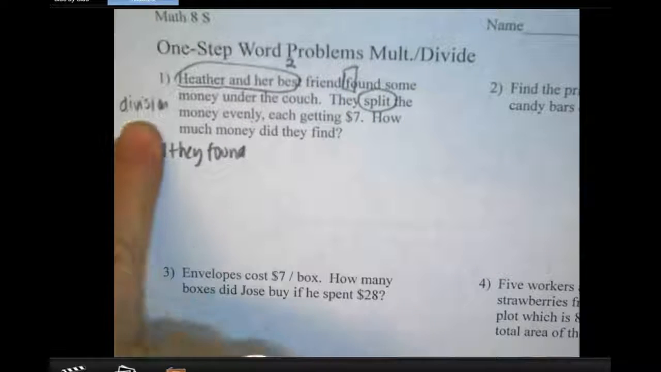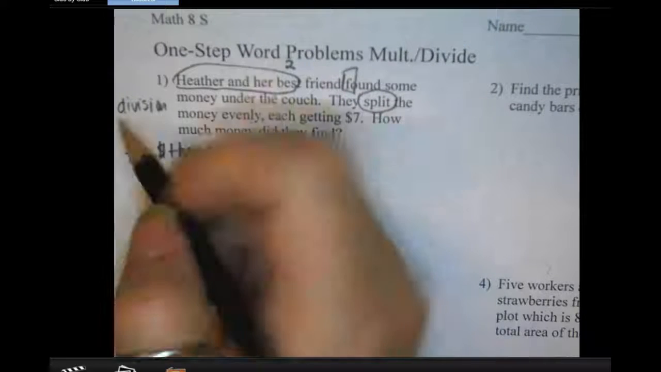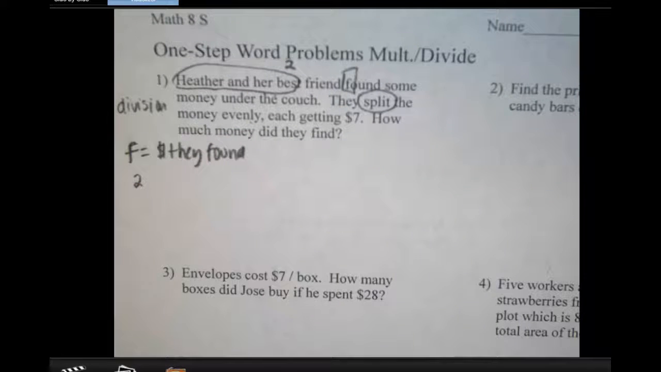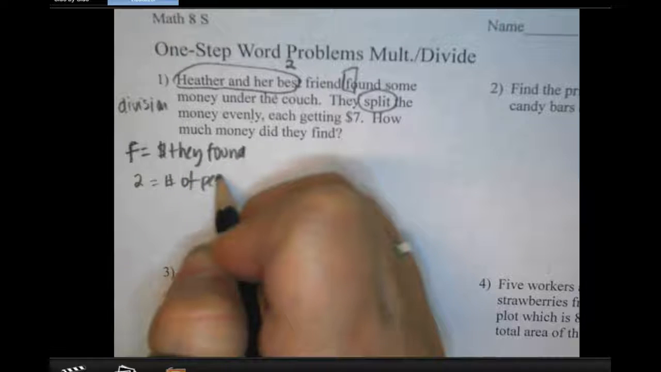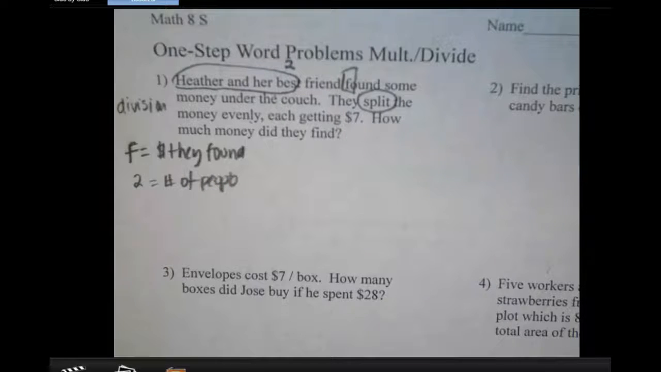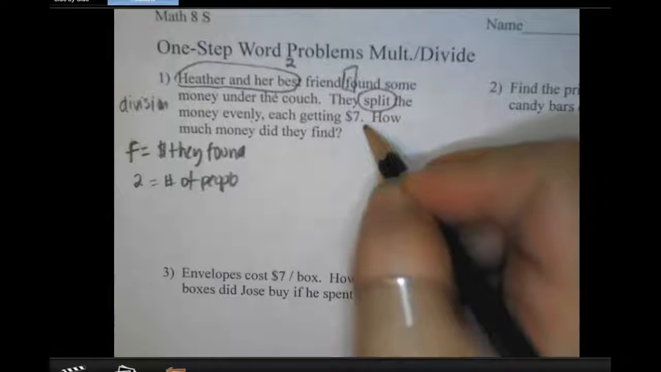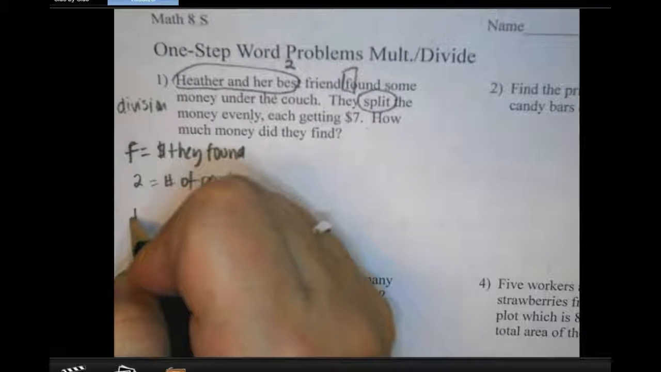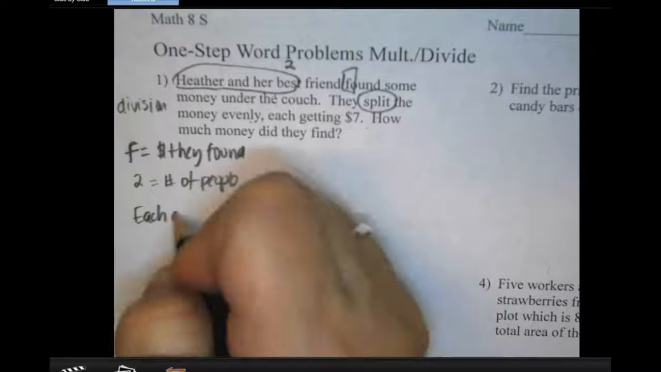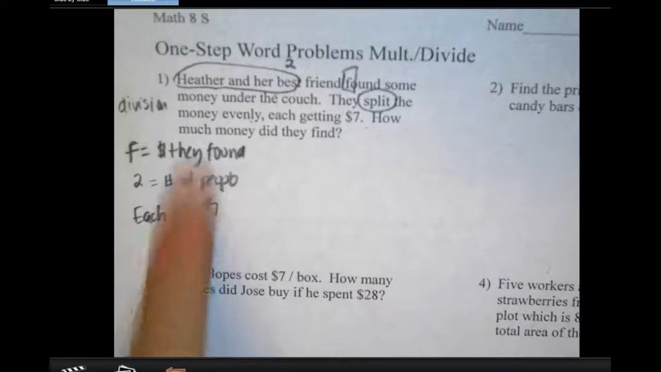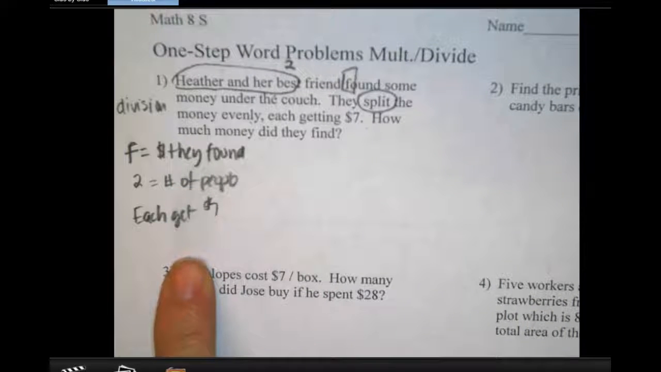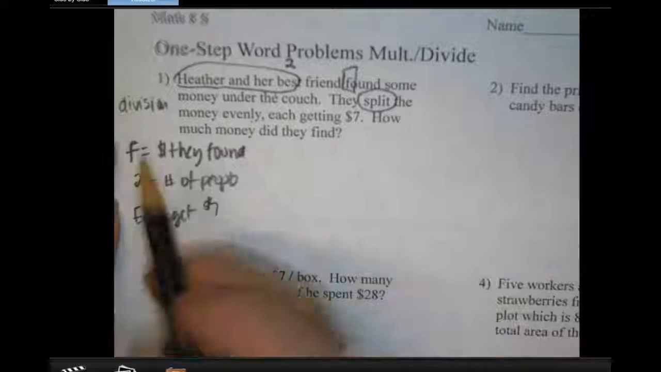We know it's a division problem, and we know it's Heather and her best friend, so 2 is the number of people, right? That are dividing the money they found, right? And we know that the total they each get is what? How much money? $7. So that's some information. That's the only information that we need to solve this problem, right? So how can I write that as a problem? And it's a division problem.